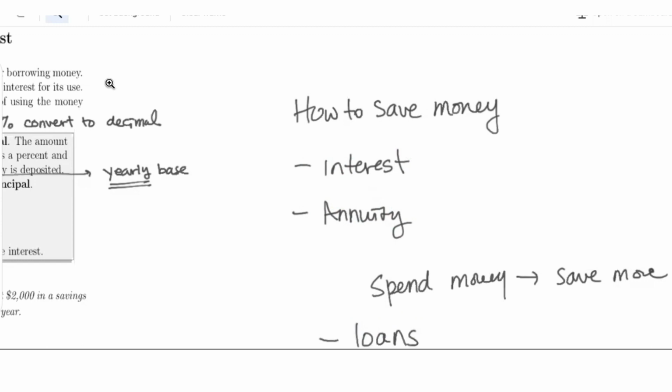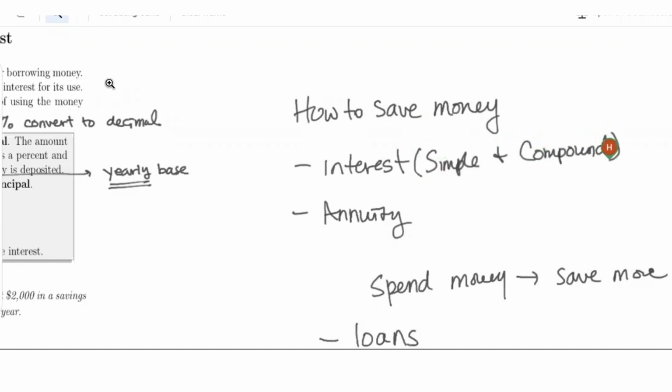Ideally, we save money, we spend the money, so we save more money, and then we get more money, and then we get rich. So the idea is like that. All right, interest. There are two types of interest: simple interest and compound interest.